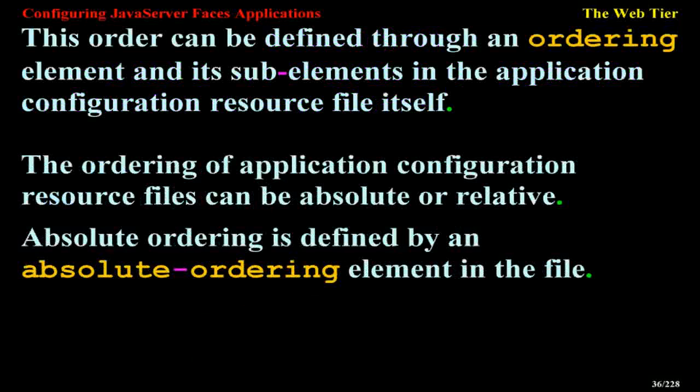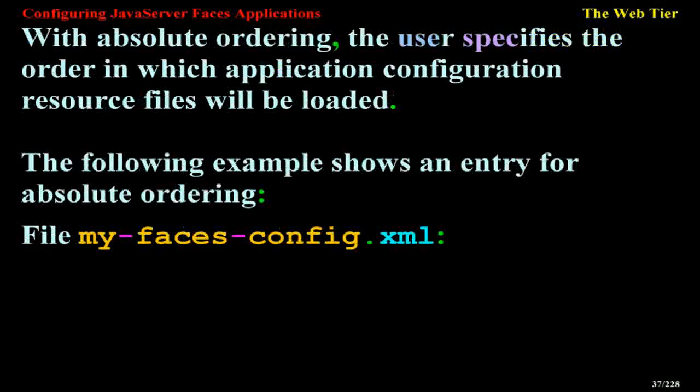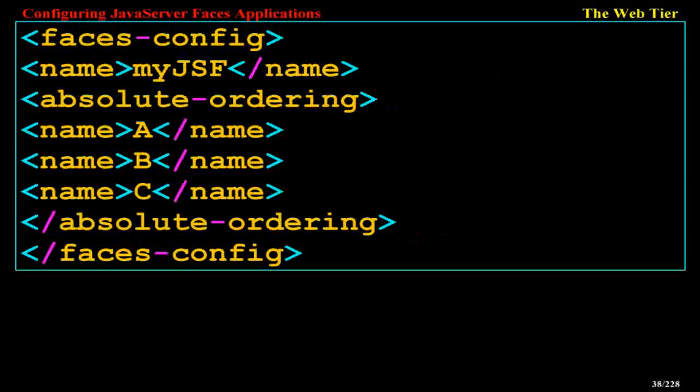Absolute ordering is defined by an absolute-ordering element in the file. With absolute ordering, the user specifies the order in which application configuration resource files will be loaded. The following example shows an entry for absolute ordering. File myFacesConfig.xml: <faces-config> <name>myJSF</name> <absolute-ordering> <name>A</name> <name>B</name> <name>C</name> </absolute-ordering> </faces-config>.